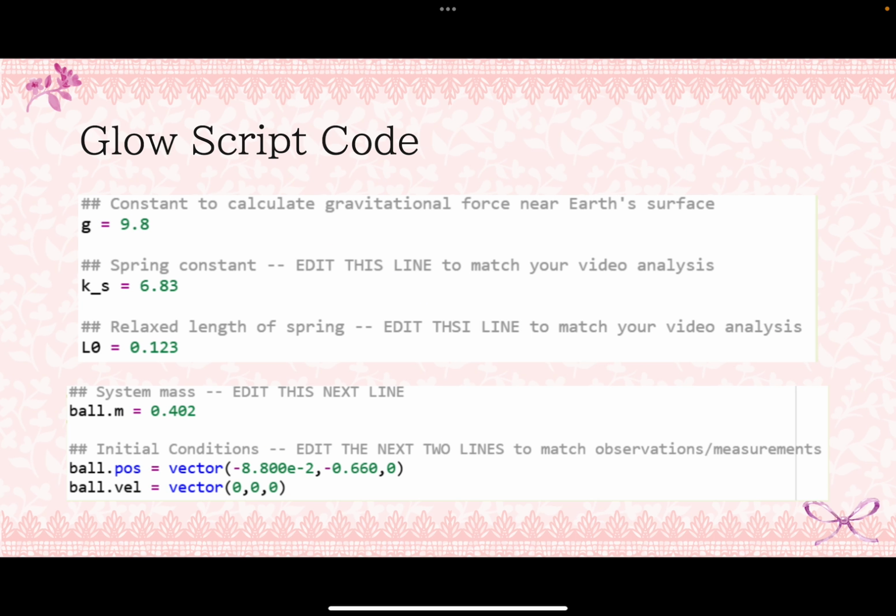And so this is the code for the initial conditions. The mass of the ball, as we said, is 0.402, the initial position in the x was negative 8.8e-2, and in the y, negative 0.66, and the gravity constant is 9.8. The spring constant we found was 6.83, and this was found using the formula T squared equals 4 pi squared times mass over stiffness, then rearranging to get the stiffness. And then L naught was 0.123, for which we used the spring force formula.